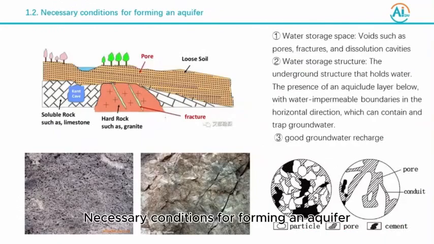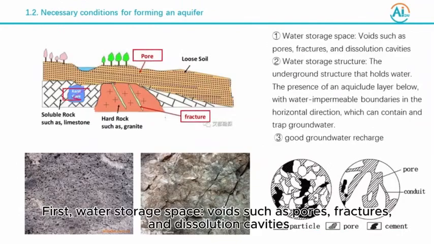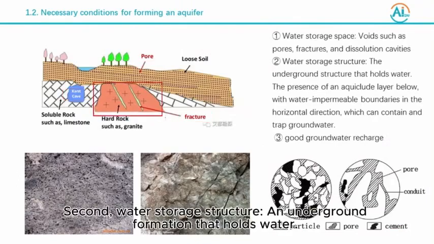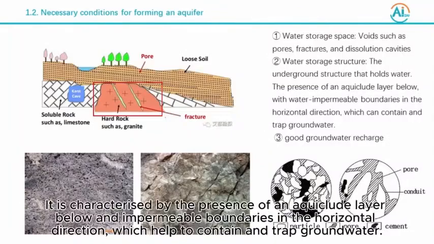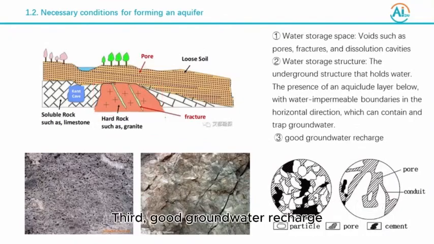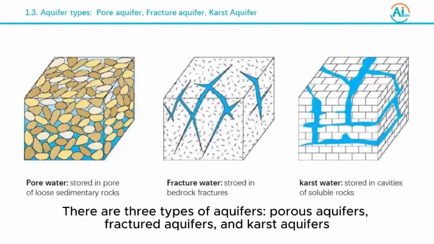Necessary conditions for forming an aquifer. There are three necessary conditions. First, water storage space, voids such as pores, fractures, and dissolution cavities. Second, water storage structure, an underground formation that holds water. It is characterized by the presence of an aquiclude layer below and impermeable boundaries in the horizontal direction, which help to contain and trap groundwater. Third, good groundwater recharge. There are three types of aquifers: porous aquifers, fractured aquifers, and karst aquifers.